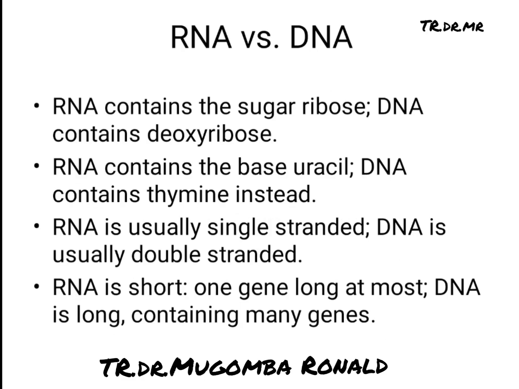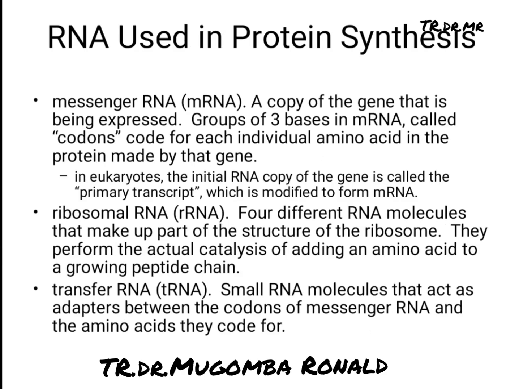We saw the different types of RNA, and we said we have three different types. We have messenger RNA, which is made in the presence of an enzyme known as DNA polymerase II. Then ribosomal RNA, which is made in the presence of DNA polymerase I. And then transfer RNA, which is the smallest among all of them, which is made in the presence of DNA polymerase III.